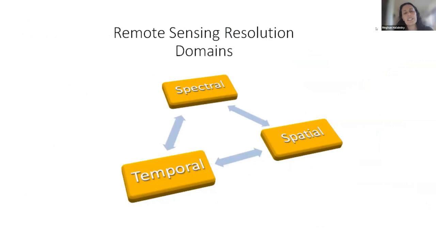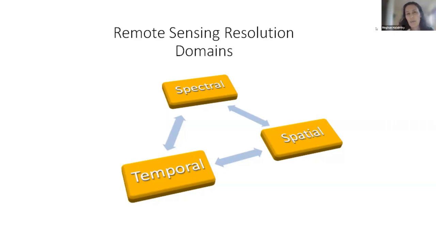So each of these different sensors that we might use in our toolkit has different opportunities and limitations. And really it's centered around what I call remote sensing resolution and extent domains. And this is the spectral, temporal, and spatial resolution of a sensor. Each sensor is usually optimized for one of these.